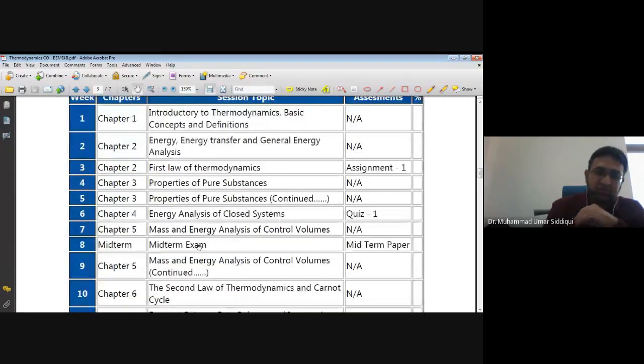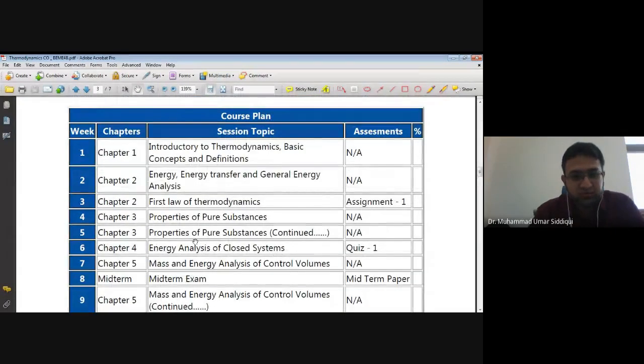So let's discuss a little about the structure of this course. We are going to start with chapter number one, and chapter number one will be introduction to thermodynamics, just the basic concepts and definitions. Then we are going to move towards energy transfer, general energy analysis. Then we'll come over to the first law of thermodynamics.